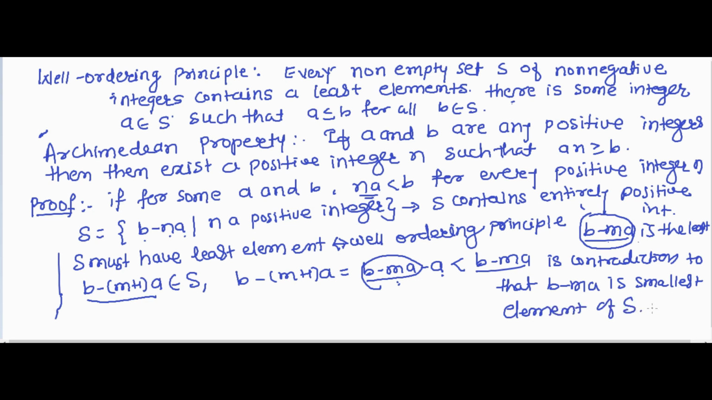Therefore our assumption that n a is less than b for every integer is a false assumption, and hence there exists a positive integer n such that n a is greater than or equal to b.